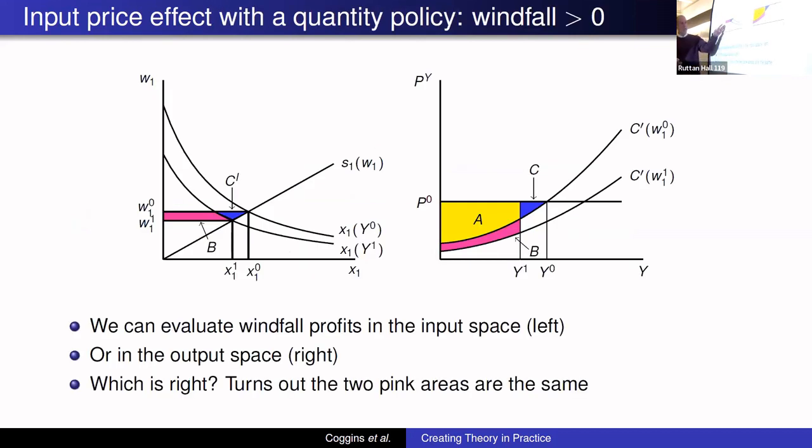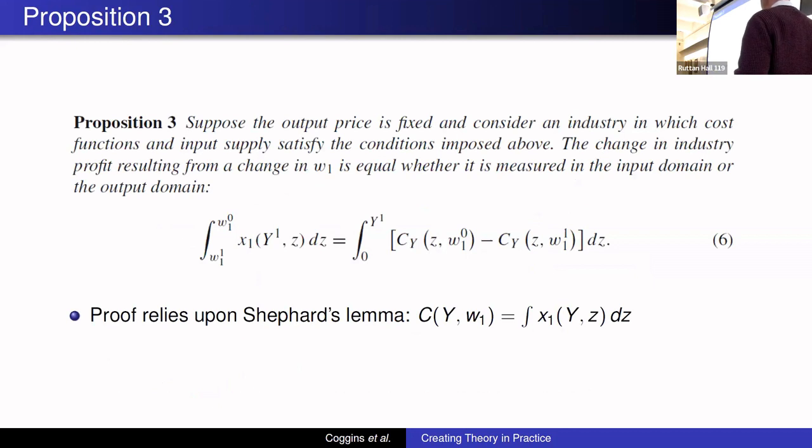And I've showed you these diagrams. These appear in the paper, so that we could explain what was going on. If I hadn't been an author on the paper, I'm not sure these figures would have been there. My co-authors might have been perfectly happy to just explain the math, but this was my influence, and some readers, I hope, understand this the way I do. Now, our next result is just saying that these two pink areas are identical. So you can evaluate the effect, this windfall effect, price effect, either in the output space or in the input space. And that theorem appears in the paper.